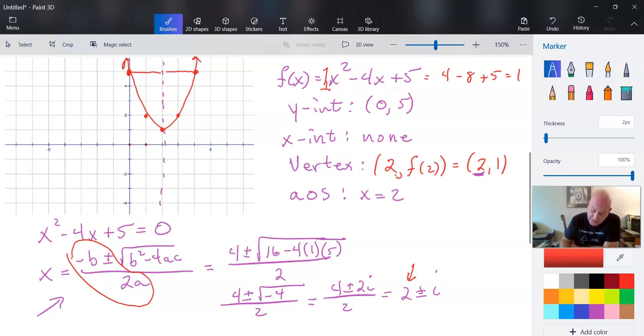So let's go ahead and take a look at that. And as a matter of fact, this is a good place just to test yourself if you want to pause the video here and see if you can figure out the domain and range on your own. Okay, so domain. The domain is basically anything you can plug into the function, which is all real numbers still.